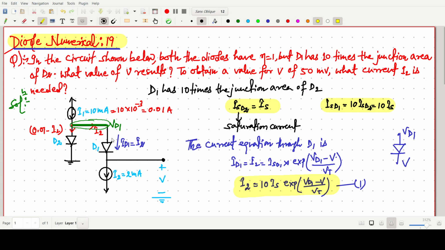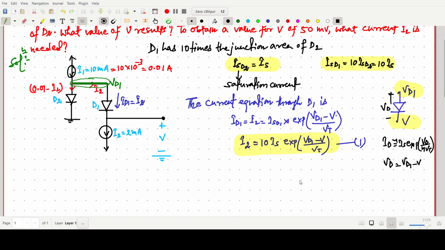So now we have written the I2 expression. This voltage is VD1, then V. So VD1 minus V. We are just using the diode equation, simplified diode equation like IS EXP of VD by eta VT. Eta is 1. VD is now this voltage, so VD1 minus V will be our VD. Similarly, we can write the current equation.